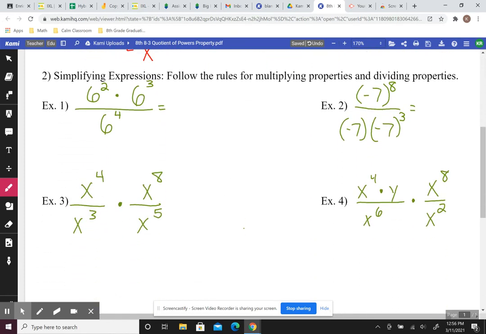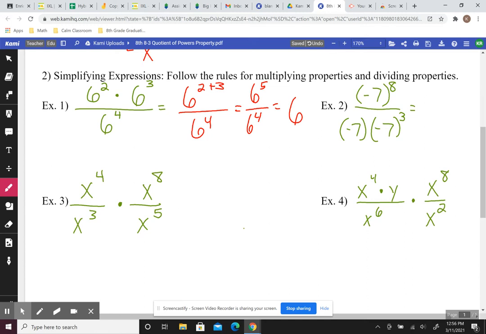Second part, simplifying expressions. We're going to follow the rules for multiplication and division to allow us to solve these more easily, right? So 6 squared times 6 to the 3rd. If I think about that, that would be 6 to the 2 plus 3 over 6 to the 4th, so I'd get 6 to the 5th over 6 to the 4th, which is really subtract. So we get an answer of just 6, because it's 6 to the 5 minus 4, which gives us 6 to the 1st power.